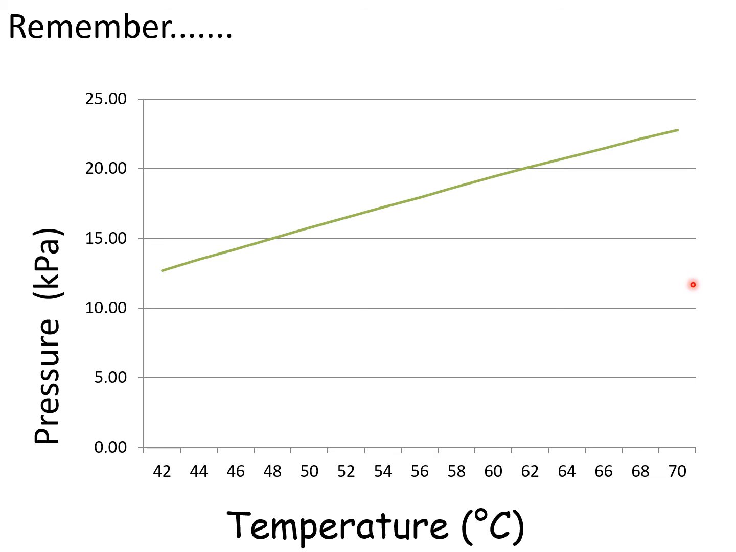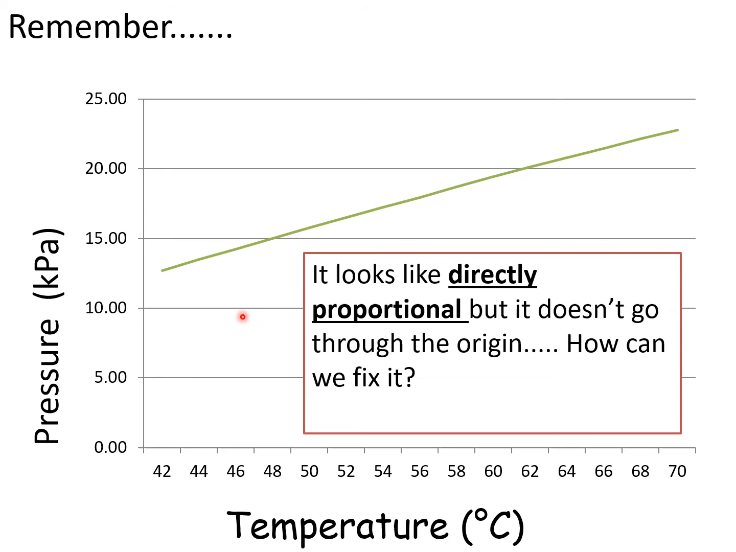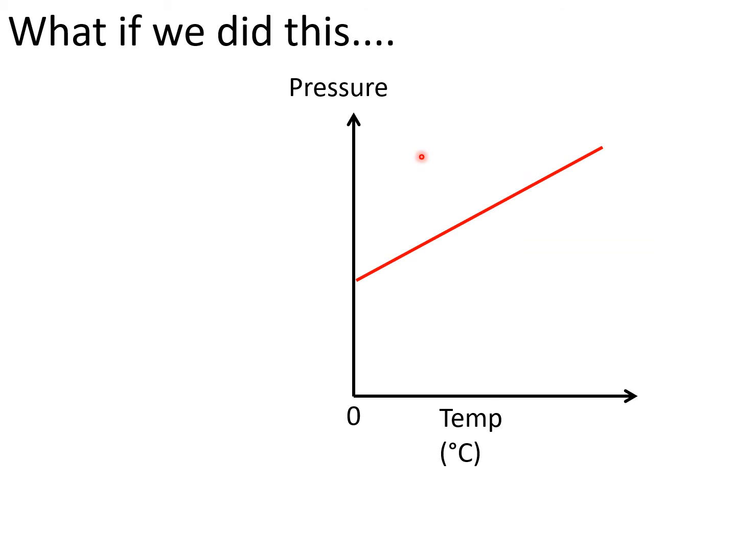So how can we actually make this go through the origin then? Well, remember, for it to be proportional, it's got to go through the origin. So let's see what we can do to fix that problem. So let's draw a wee sketch of this graph, and I would like you to be able to sketch this. So make sure you copy the slide. I'll tell you which bit to copy.